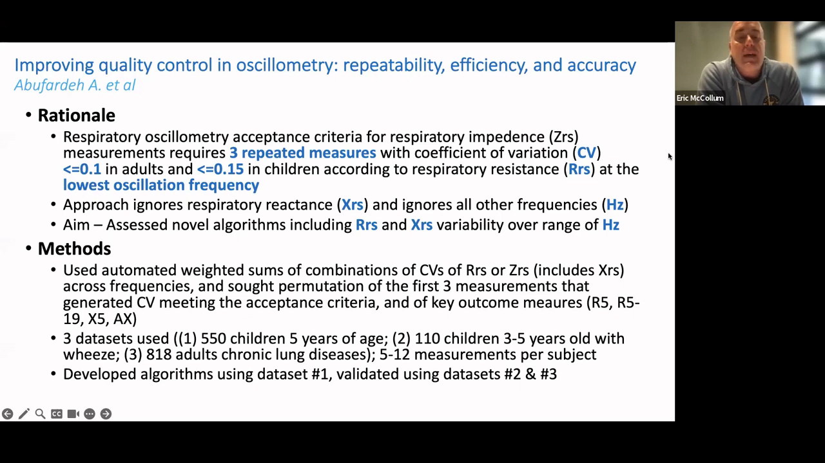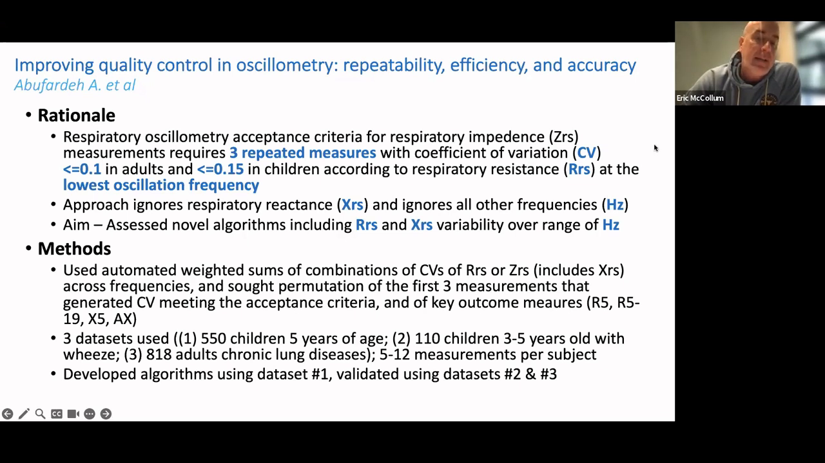And then they looked at permutations of the first 3 measurements that generated a coefficient of variation that met the acceptance criteria. And then of key outcome measures that they flagged, as ones that we use more readily currently, which is R5, although we might use R7, but R5 to 19, X5, and then area under reactance. And so they used 3 data sets.